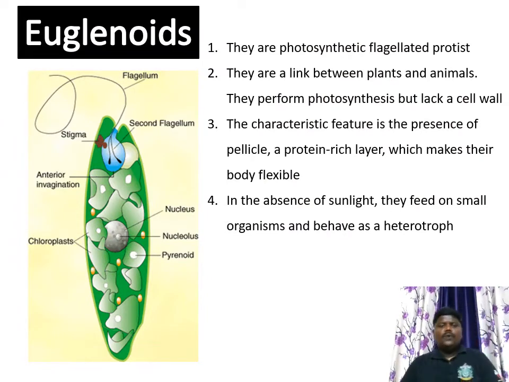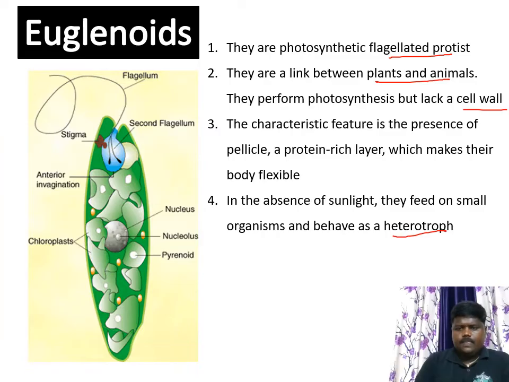Moving on to euglenoids. These euglenoids are the intermediate between plants and animals. So it's a missing link, right? The particular properties of these euglenoids are that they are photosynthetic flagellated protists. As the name suggests, they are flagellated. You can see the flagella over there. As I said, they are a link between plants and animals, but they do not have a cell wall. Instead, we can find the presence of a protein-rich pellicle, which makes their body very flexible instead of a cell wall. That's the reason they are highly locomotive, like animals. In the absence of sunlight, they can move to other places where they can find food, as they behave like heterotrophs.